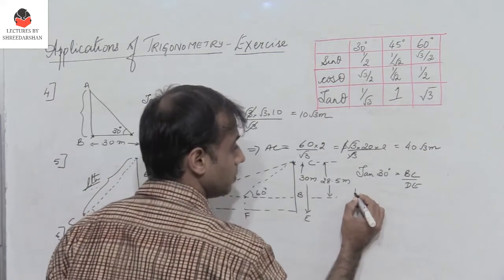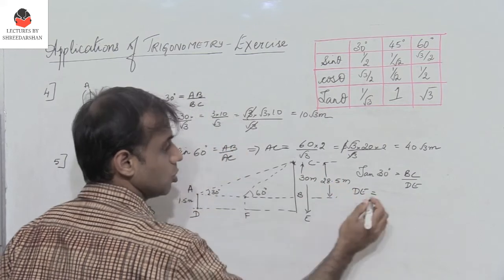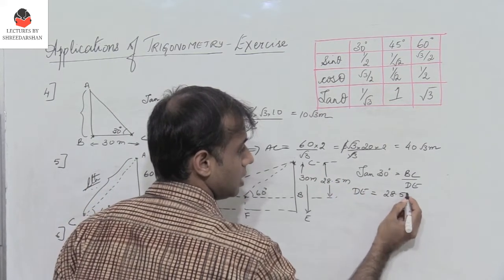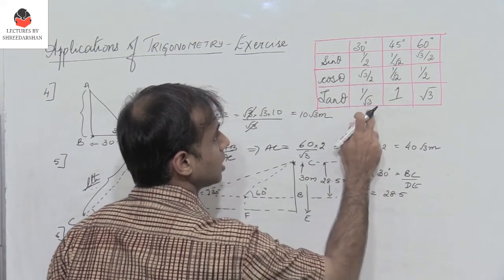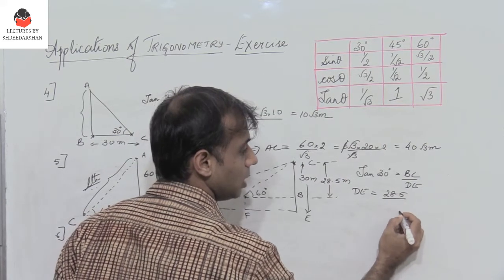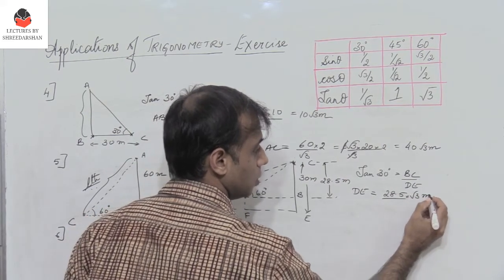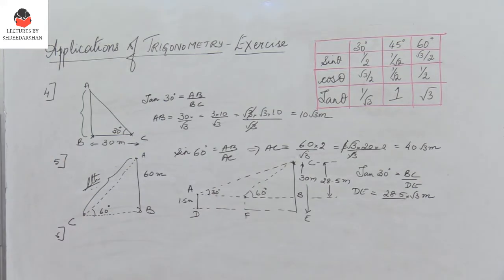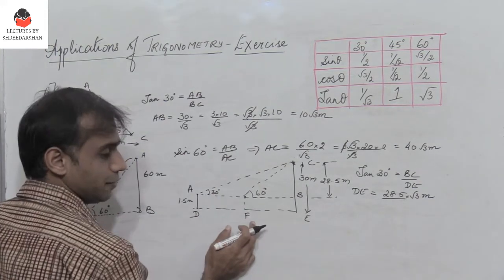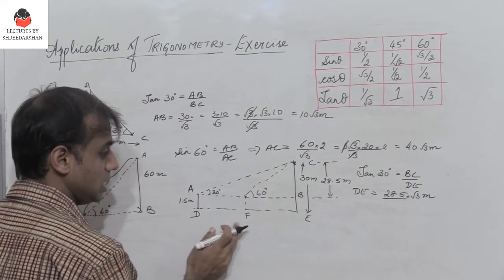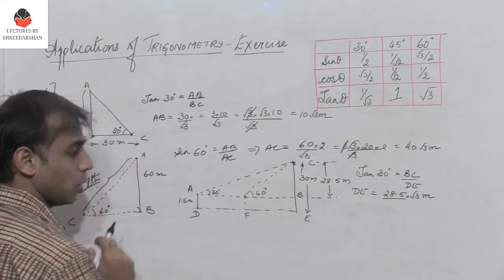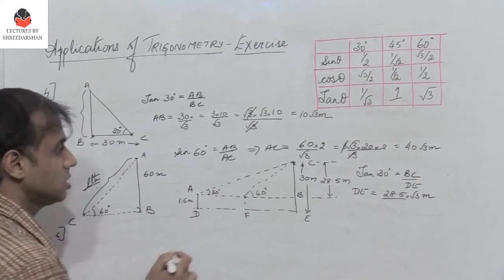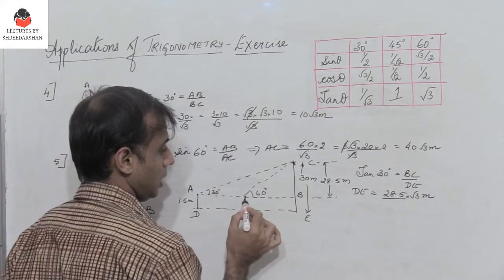So what is DE? DE is BC, which is 28.5, divided by tan 30. What is tan 30? It is 1 by root 3, so root 3 comes on top. So now let's find out EF. I actually need to find DE because this is the distance which the boy has walked. So now let's consider the right angle triangle.